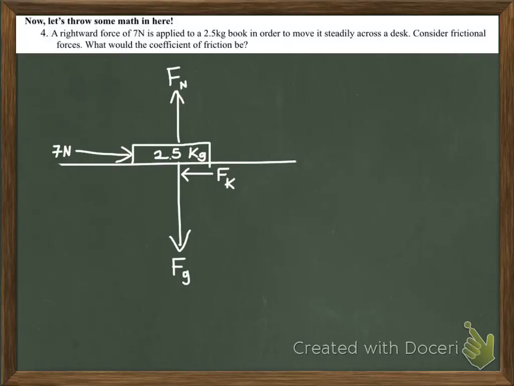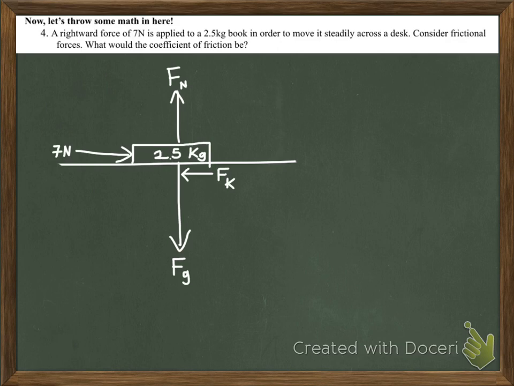Alright, so for this problem, we're going to be going over force that is applied on a book. The problem says a rightward force of 7 newtons is applied to a 2.5 kilogram book in order to move it steady across the desk. Consider frictional forces. We're going to take into account all friction forces, and we're going to be finding the coefficient of friction. As you can see in the center, we have a book that weighs 2.5 kilograms, and onto the left, you see the 7 newtons being applied as a force.